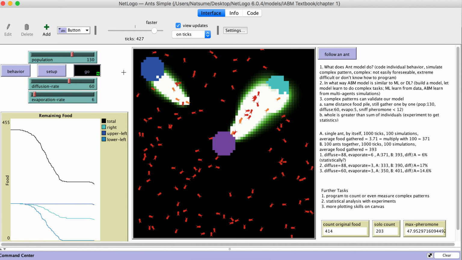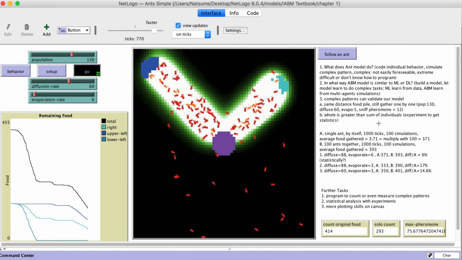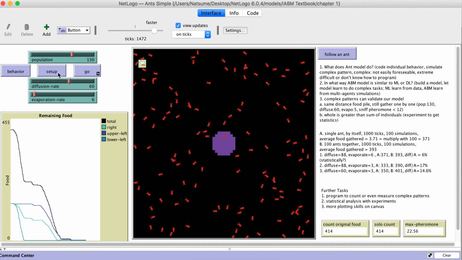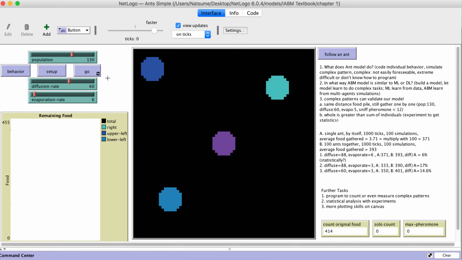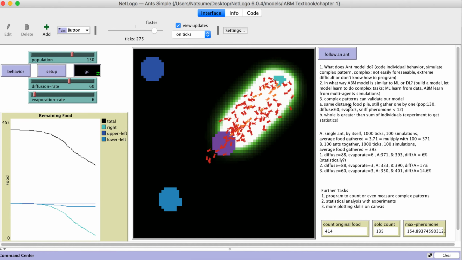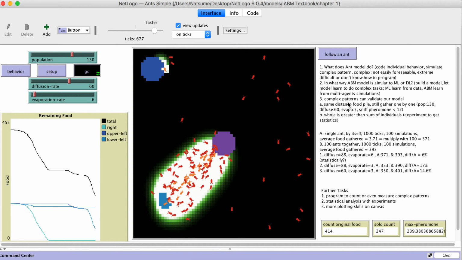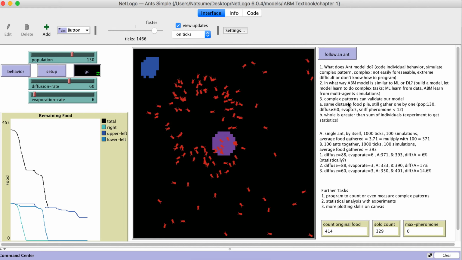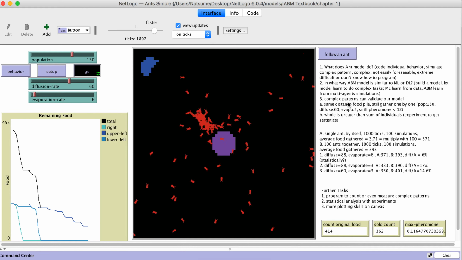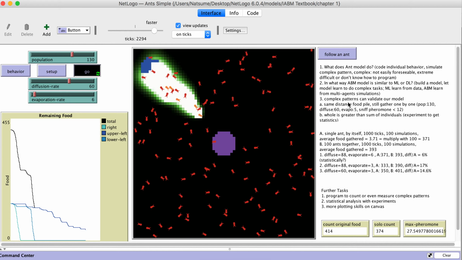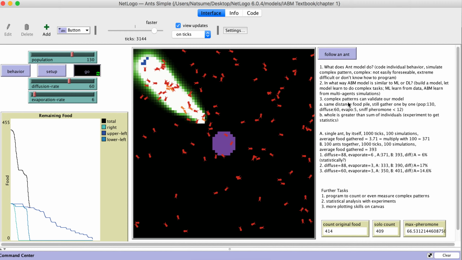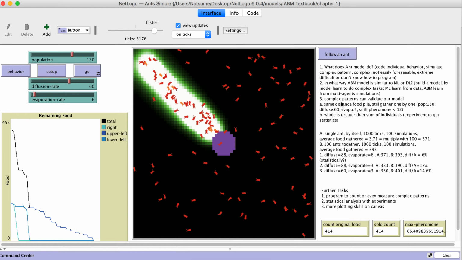Okay, the third question is how do we know our ant model is actually valid? How do we validate this ant model? Basically, we need to use complex patterns to validate it, because the purpose of agent-based modeling is to use simple rules to help us capture the complex real world. So if this model can simulate very complex patterns, it actually validates our model.